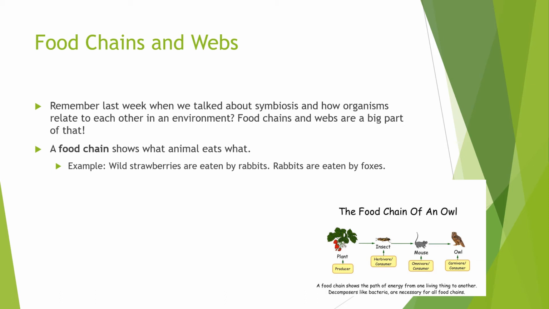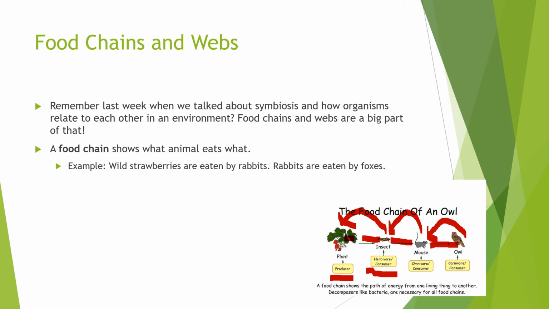So let's look down here at the food chain of an owl. We start with a plant. Now the plant is not really the consumer, but it is consumed by the insect. The insect will eat the plant. And then the mouse will eat the insect. Then the owl will eat the mouse. So the energy that was in the plant went into the insect, which went into the mouse, which went into the owl.